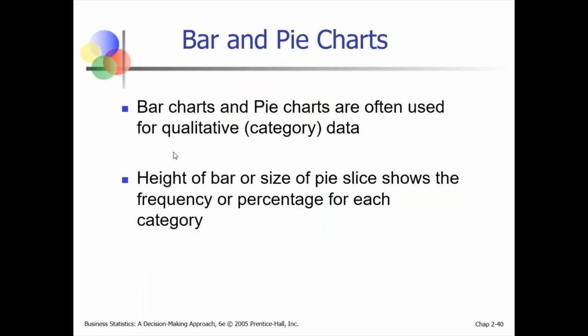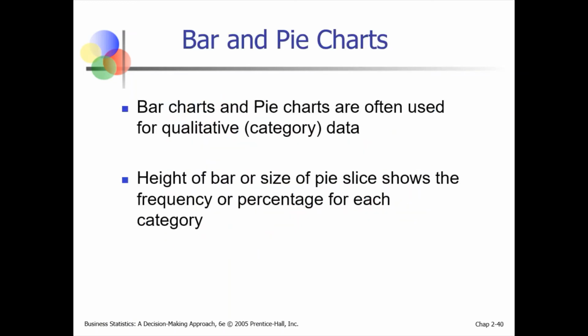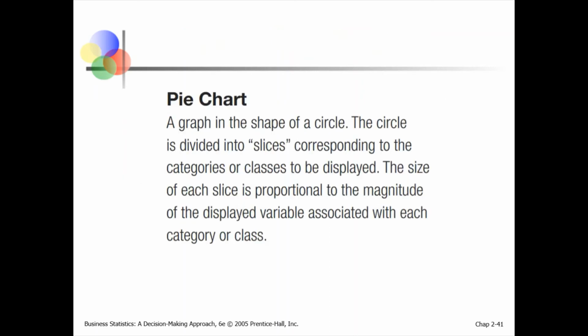So here we have the bar and the pie chart. Bar charts and pie charts are often used for qualitative category data. So sa kaninang subject, bar chart and pie chart yung usually ginagamit. So height of the bar or size of the pie slices shows the frequency or percentage for each category. Okay? Of course, kung sa bar chart, makita nimo ang kadaghan sa frequency kung mas taas ang bar. Sa pie chart pod, kung mas dako ang slice, pasabot mas daghan ang frequency ana nga category.